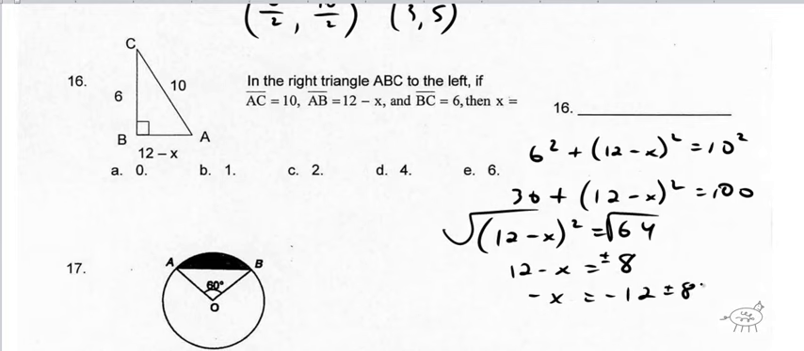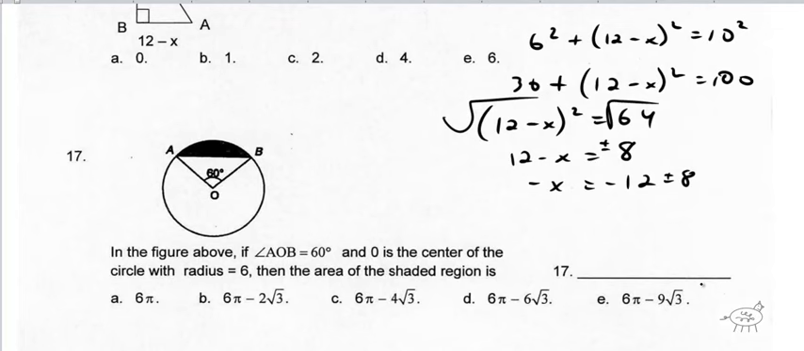And the reason I did that is because you can't have a negative value, but there's a negative with that x. So let's just keep that. So negative x equals negative 12 minus 8 is negative 20, and negative x equals negative 12 plus 8 is negative 4.